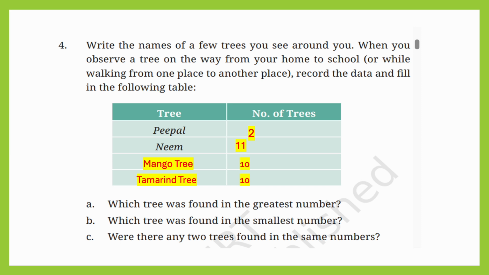Which tree was found in the greatest number? Neem. How many trees? 11 trees. Which tree was found in the smallest number? Peepal tree. How many trees? Only 2. Were there any 2 trees found in the same numbers? Yes. Which are the trees? Mango tree and tamarind tree.